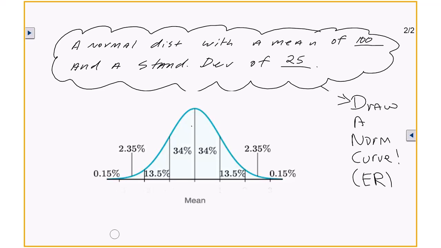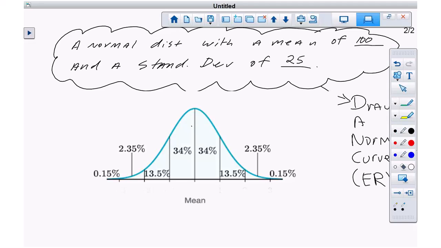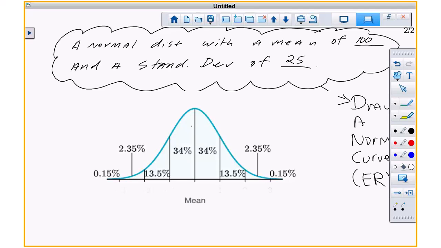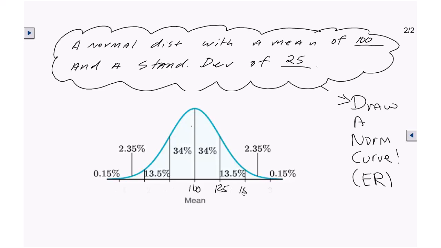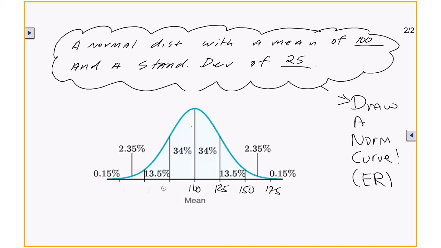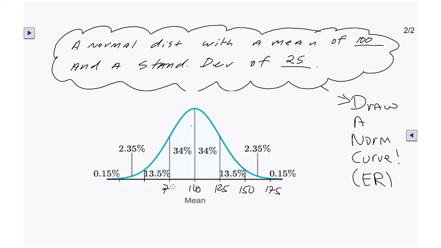And I'm going to fill out the bottom. And what goes in the middle? 100. And 125, 150, and 175. Negative what? I'm sorry. 75, 50, and 25.